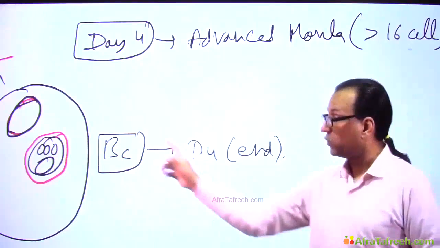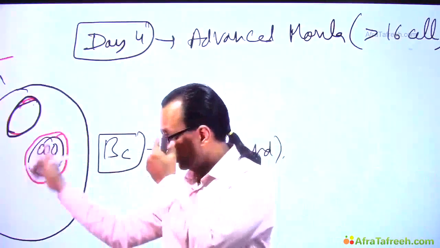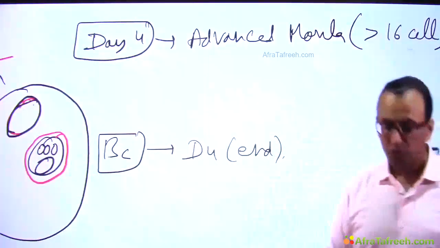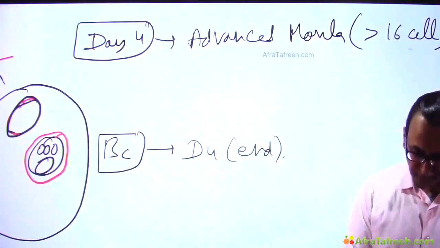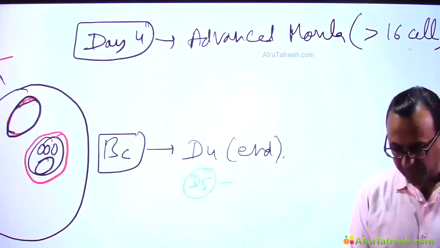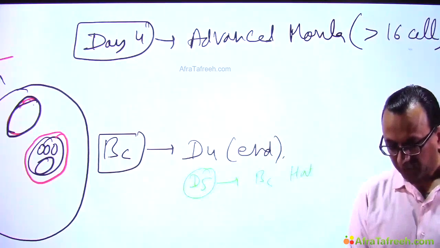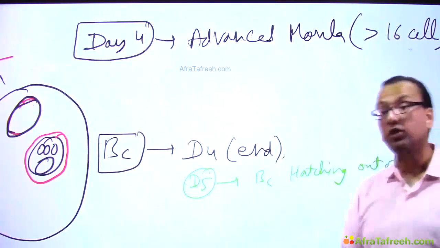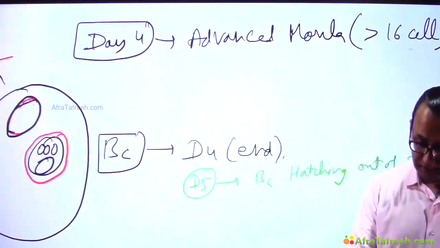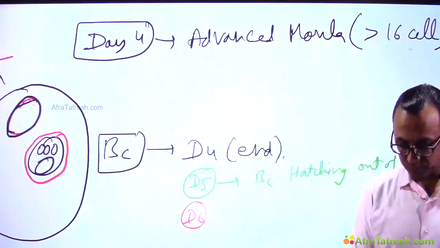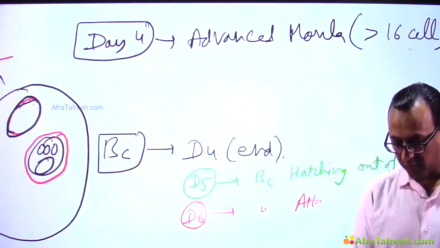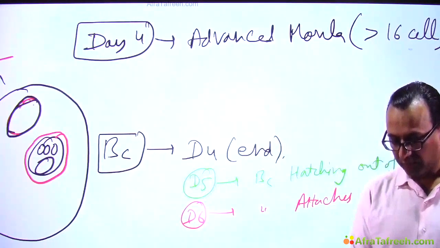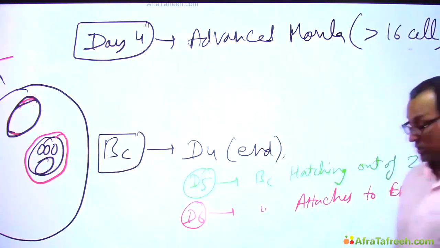But then you have to lose the zona pellucida because you want to attach to the endometrium, and that will happen on day number 5. So it is on day number 5 that the blastocyst will be hatching out of the zona pellucida. Now, as it is hatching out, on day number 6 it will be attaching to the endometrium. That is what we have to remember.